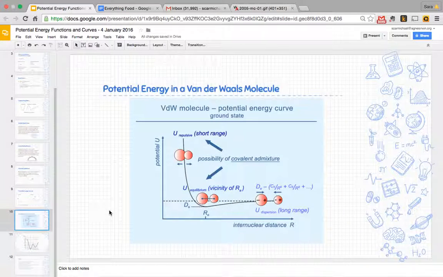This is the potential energy in a van der Waals molecule. Think about a dipole-dipole interaction. If you've got two atoms and they get really, really close, their electrons start repelling each other. If they get really far away, however, with a dipole-dipole interaction, you're going to have an attraction. So you've got the short-range repulsion and the long-range attraction.